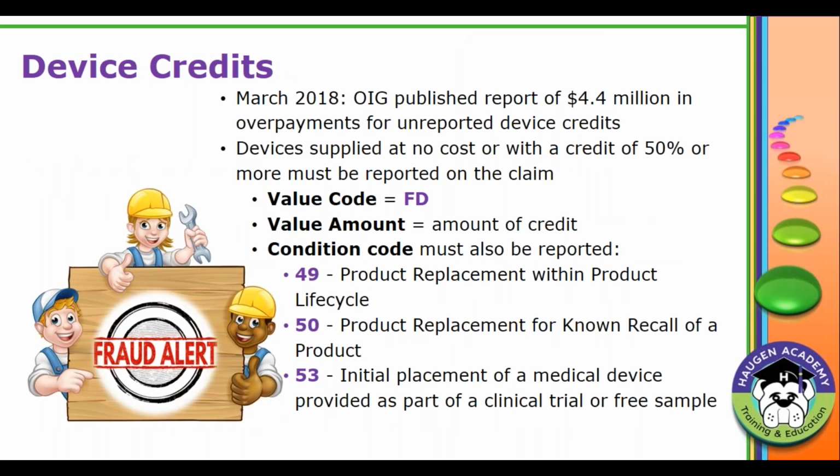And last thing I'm going to cover today are the device credits. This is not a coding function anymore. We used to report modifiers when devices were replaced for partial or total credit, and now it's completely a UB function, but we did market this both to coders and revenue management professionals.